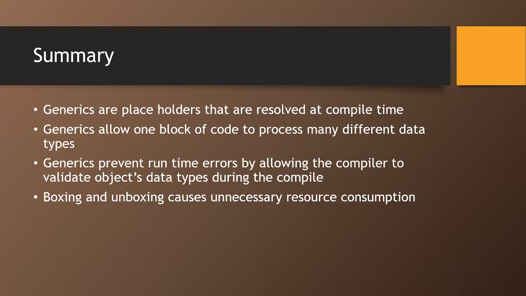In summary, generics are really placeholders that are resolved at compile time. Generics allow us to use one block of code to process many different data types, and they prevent runtime errors by allowing the compiler to validate an object's data type during the compile. And boxing and unboxing causes unnecessary resource consumption, so we need to be aware of that process happening behind the scenes in our development.